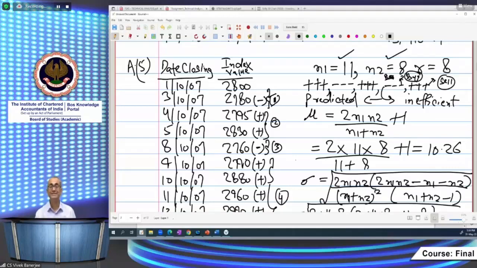But whether this 8 denotes an efficient market, we cannot tell with certainty. So first of all, the average is calculated, denoted by mu. The formula is 2n1n2 upon n1 plus n2, plus 1. We put the values into the formula, and the average arrived at is 10.26.